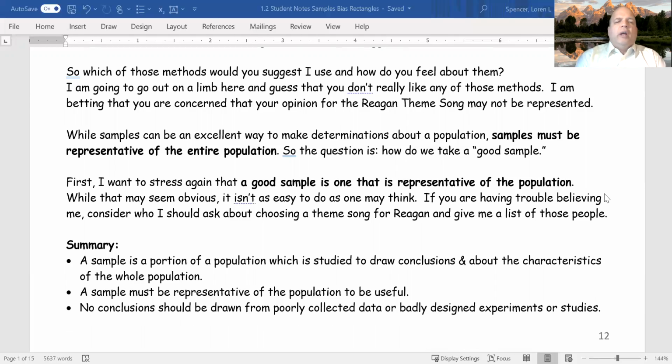So in summary, a sample is a proportion of a population which is studied to draw conclusions about the characteristics of the whole population. A sample must be representative of the population to be useful. We can take samples that are not useful, and that's done all the time. No conclusion should be drawn from poorly collected data or badly designed experiments. Please highlight this. If you have a bad sample, then you really shouldn't make any conclusions because the data is poorly collected. All right. In the next video, we're going to talk about those bad samples. Thank you.